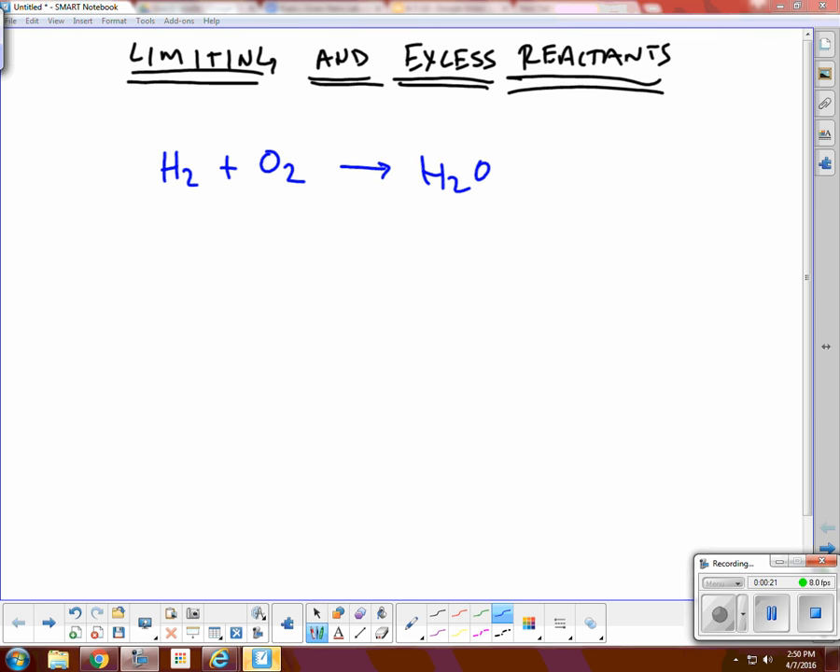So one thing that we talked about in earlier class periods, earlier lessons, is the difference between a reactant and a product. In this reaction, we have hydrogen and oxygen forming water. So the hydrogen and the oxygen are both reactants. They react together to form water, which is our product.